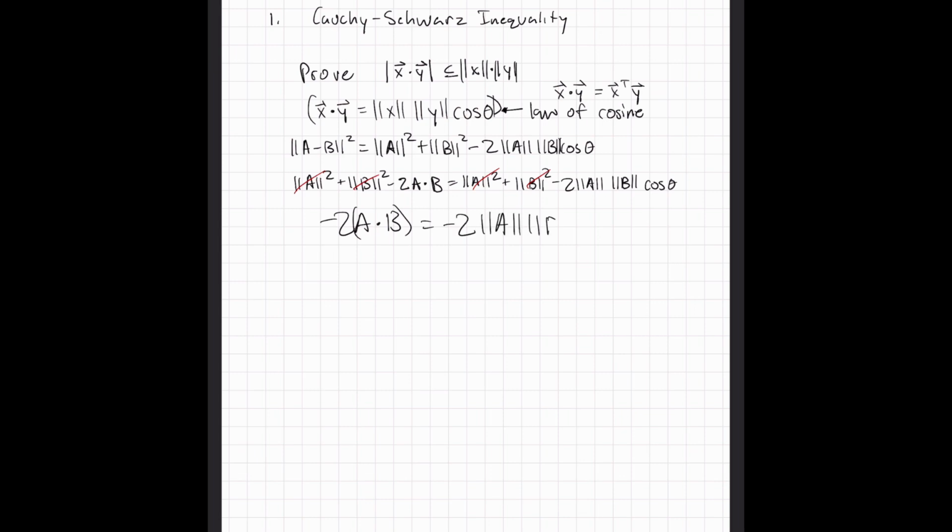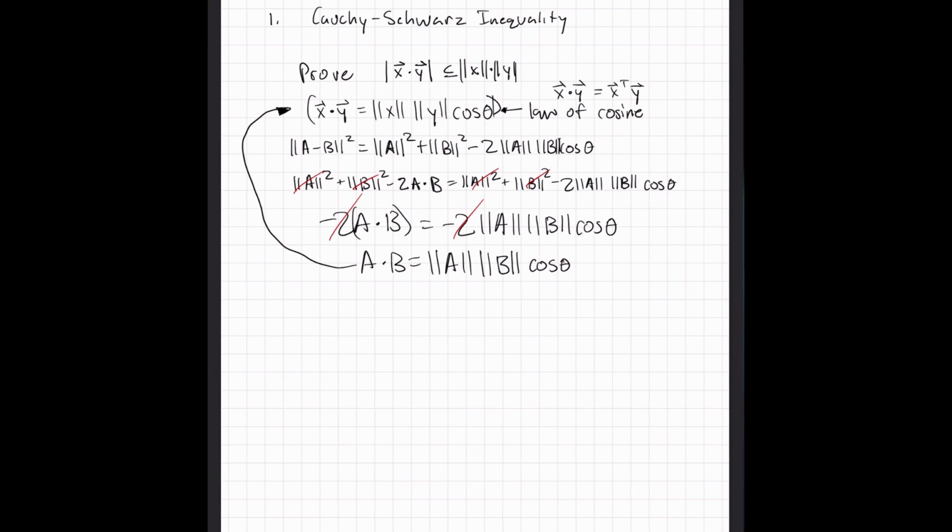And so we get left with negative 2 times the dot product of a and b is equal to negative 2 times the magnitude of a times the magnitude of b times cosine of theta. Dividing both sides by negative 2 will leave us with a dotted with b is equal to the magnitude of a times the magnitude of b times cosine of theta, which is the exact thing we were trying to show above. And so this shows us how to derive that statement from the law of cosines.